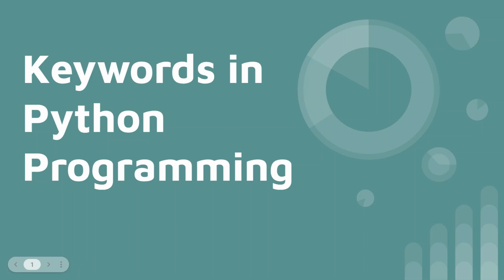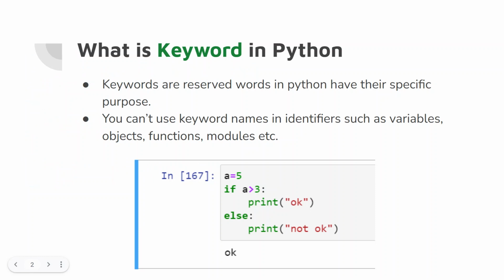Today I'm going to talk about keywords in Python programming. So how you can check keywords, what are the keywords, and how many keywords we have. So many things we will learn in this video. First, what is keyword in Python? Keywords are reserved words in Python, have their specific purpose. You can't use keyword names in identifiers such as variables, objects, functions, models, etc.